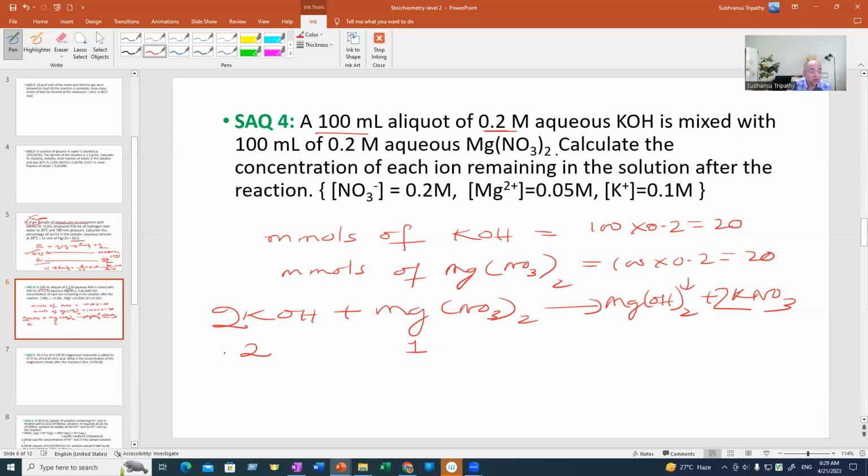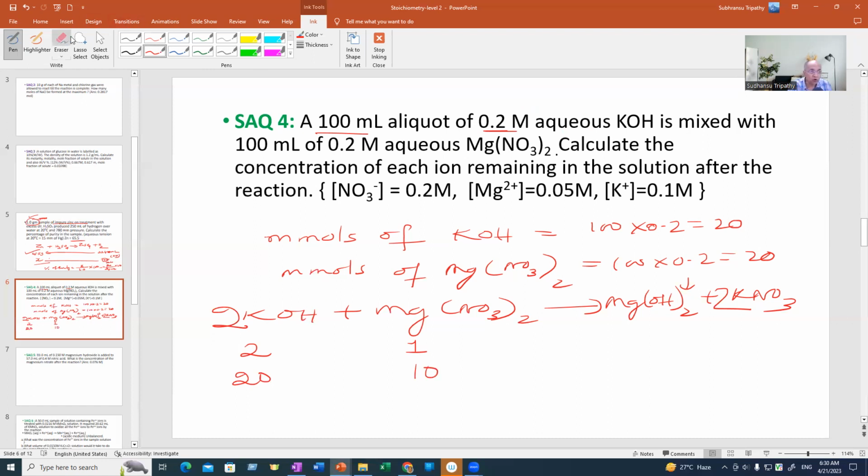20 will need 40, but we don't have 40. If we take 20 KOH, potassium hydroxide is the limiting reactant. If all magnesium nitrate were to be consumed, it would need double of that, 40. But we have only 20. Then magnesium nitrate will not be exhausted. Indirectly, we know KOH is the limiting reactant. Who said potassium hydroxide? Rudra, yes. Or if you go in this way, if 2:1, then 20 will need half of that, 10. So we have double of that. Magnesium nitrate is present abundantly, double of that. So all KOH will be consumed.